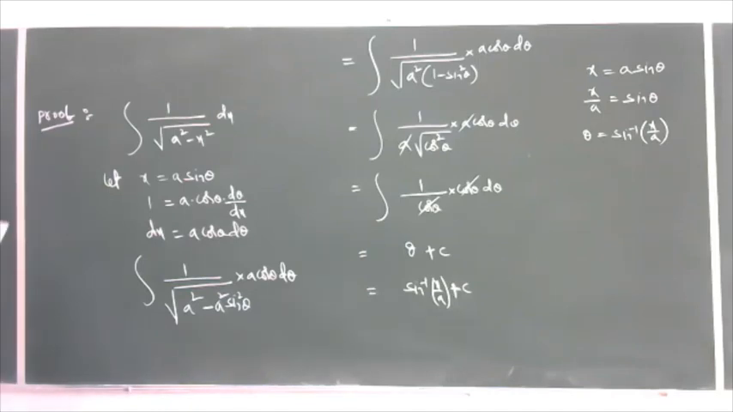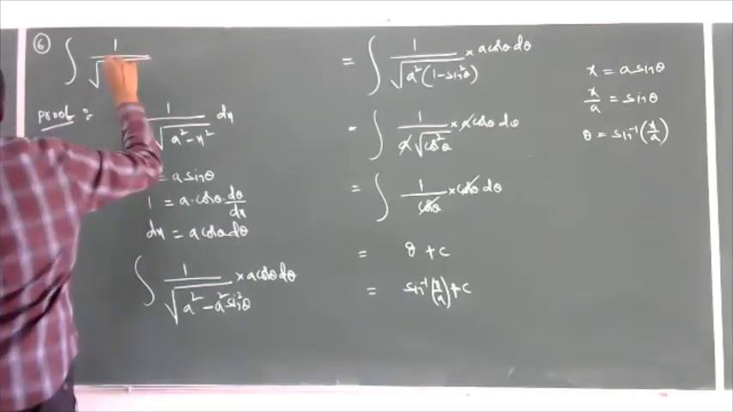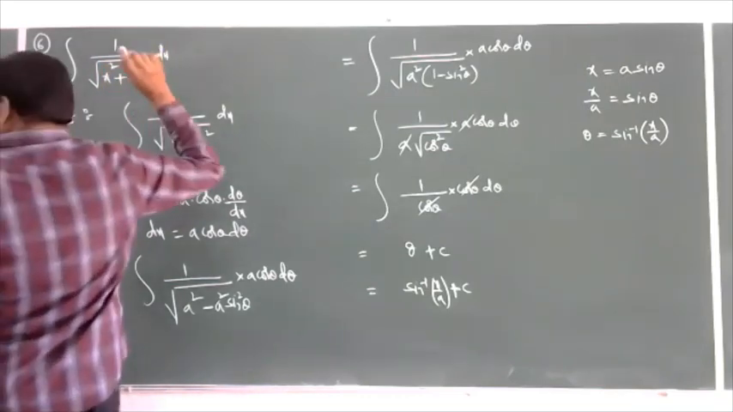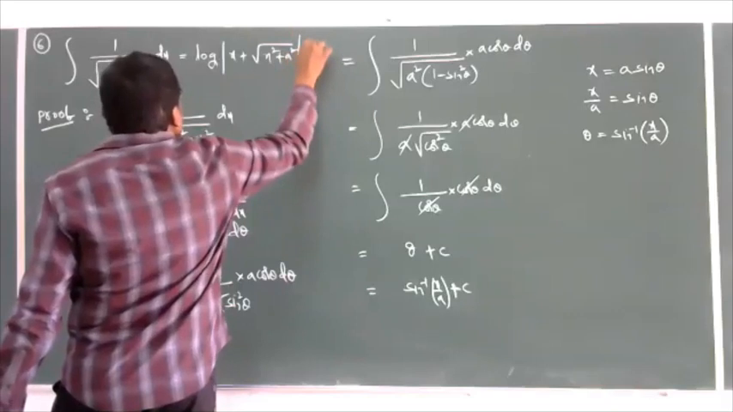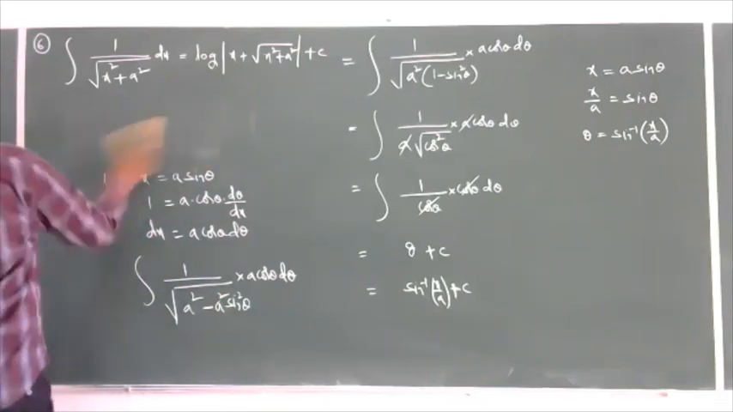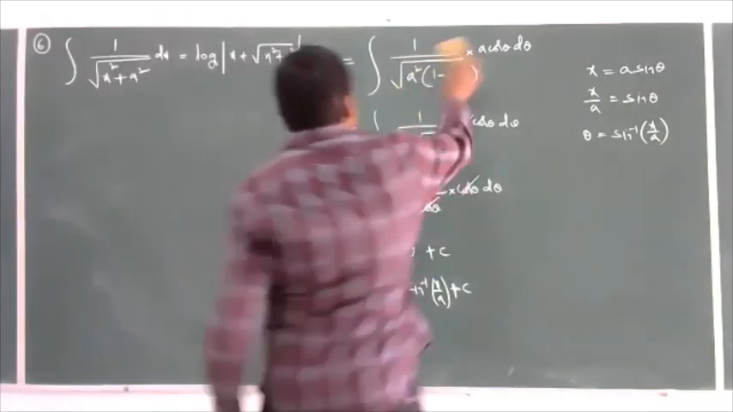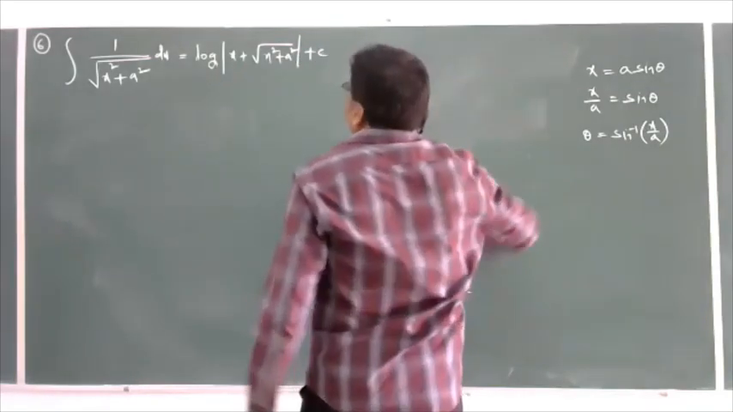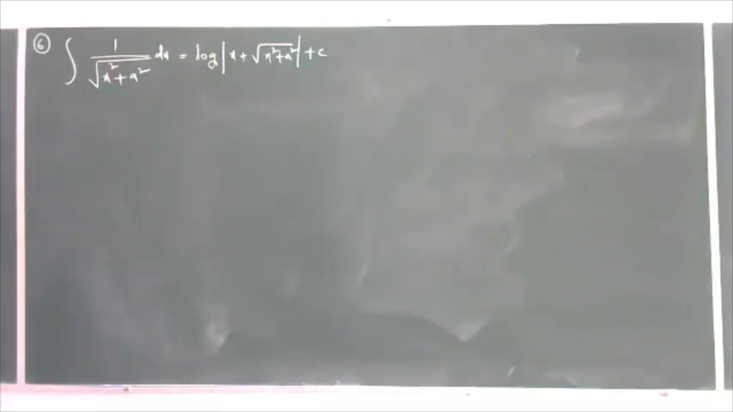Next, the sixth theorem: integral 1 by root of x square plus a square into dx is equal to log mod x plus root of x square plus a square plus c. Prove that. Proof.